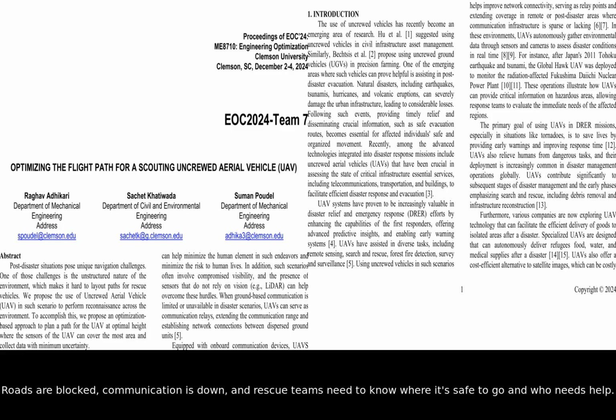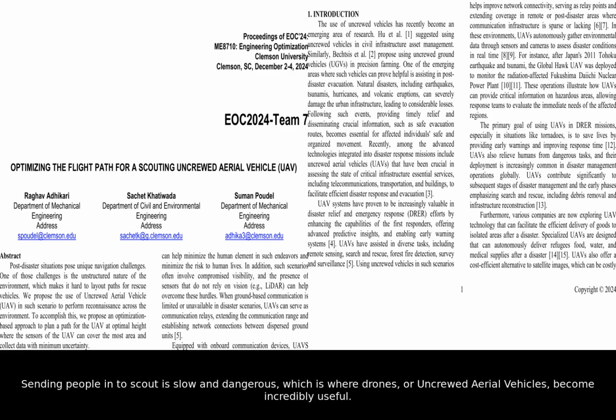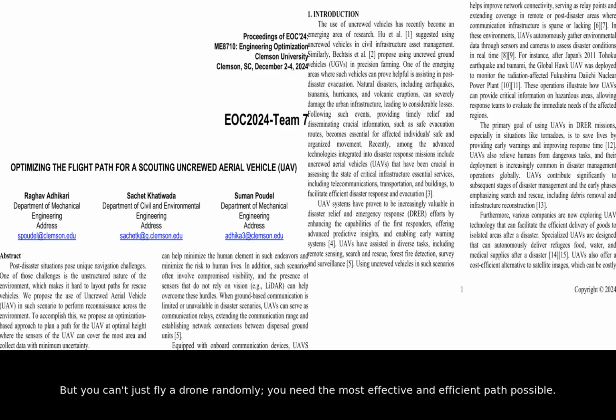Imagine a natural disaster has just struck an urban area. Roads are blocked, communication is down, and rescue teams need to know where it's safe to go and who needs help. Sending people in to scout is slow and dangerous, which is where drones, or uncrewed aerial vehicles, become incredibly useful. But you can't just fly a drone randomly.